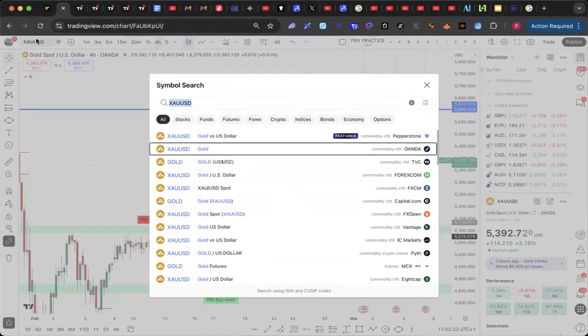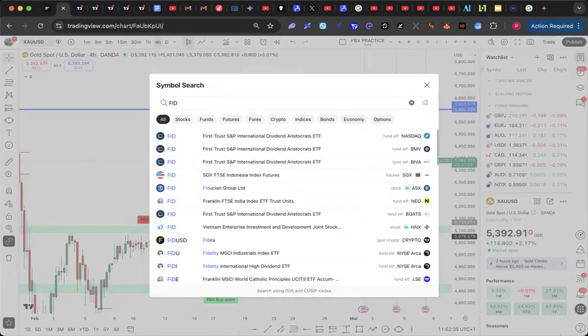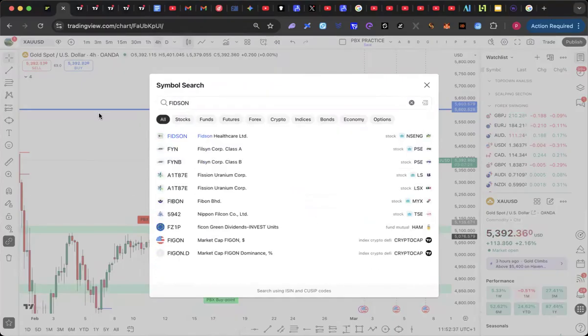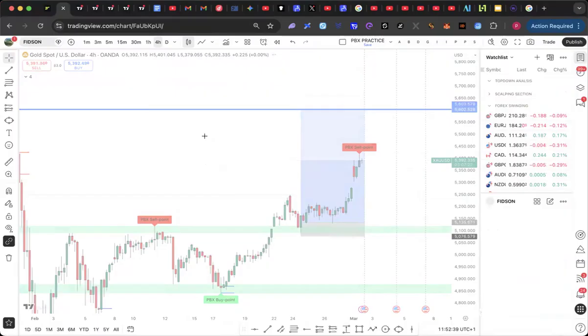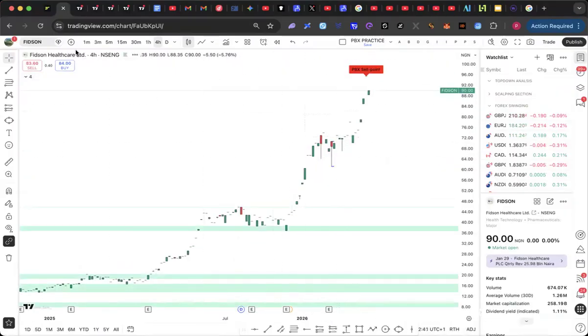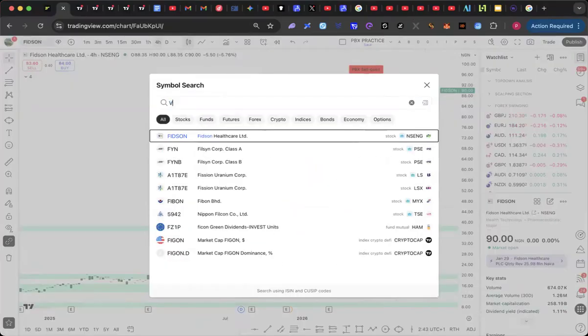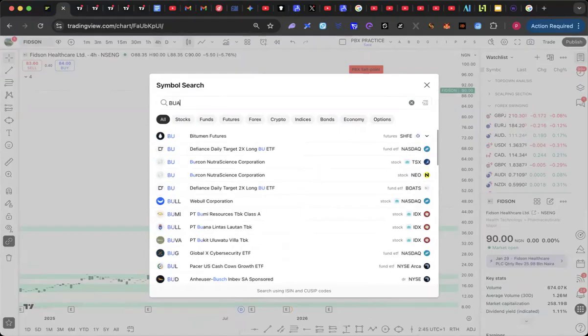All right, so I've shown it to some of us. This is a local stock in Nigeria called FitSyn. We use it to track it. We use it to track any stock. BOA, let's look at BOA. BOA Cement.